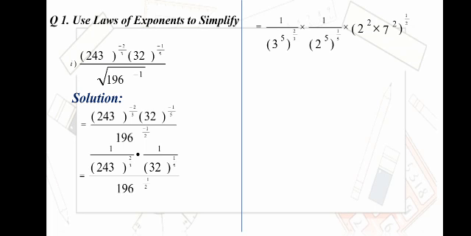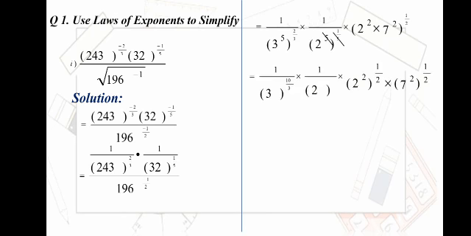196 was having negative power. Shifted towards the numerator, it will become positive. And the factors of 196 are 2 multiplied by 2 multiplied by 7 multiplied by 7. That can be written as 2 square multiplied by 7 square. And the whole power is 1 by 2. Now here in the equation, 5 and 5 will be cancelled.